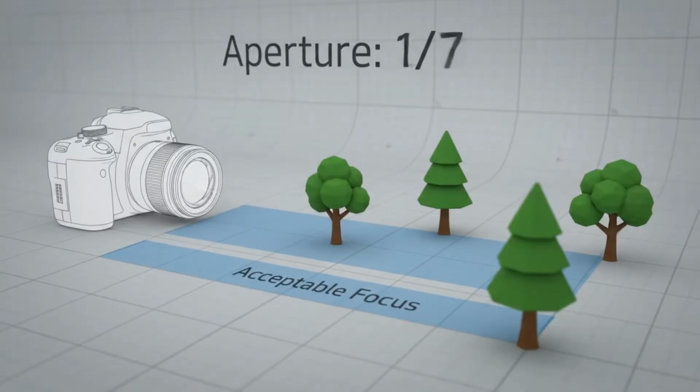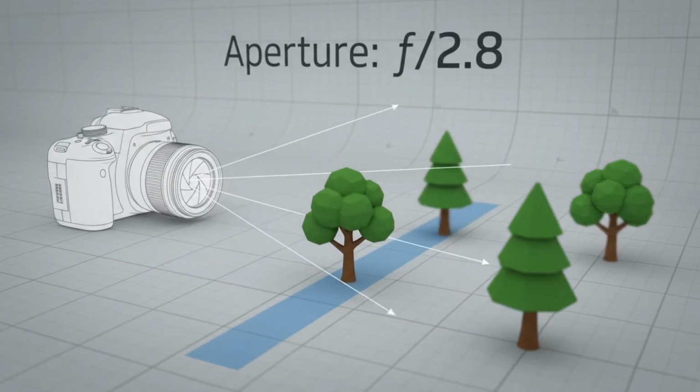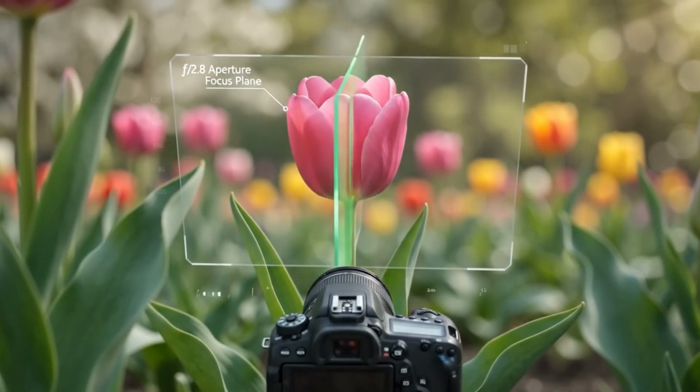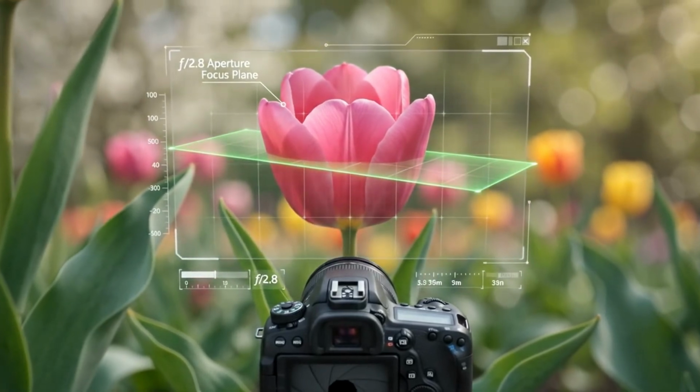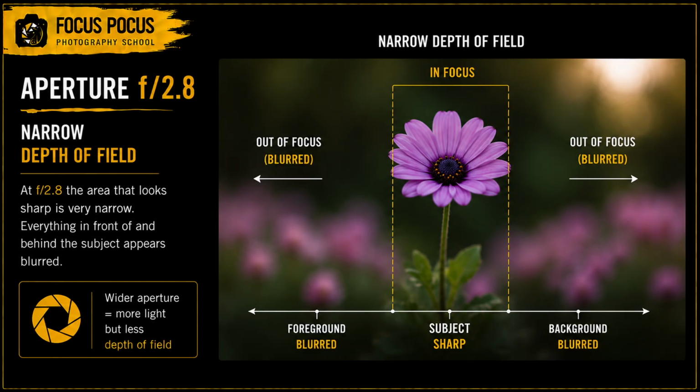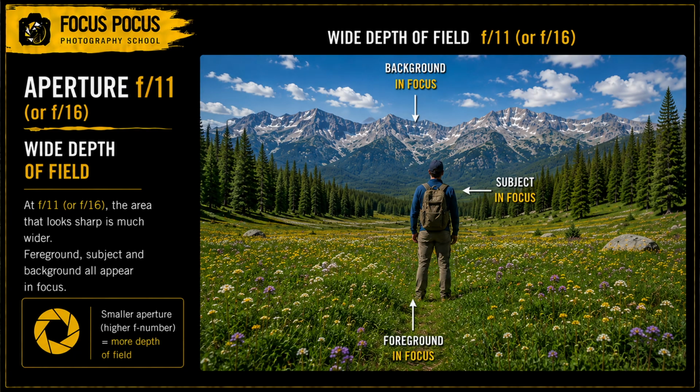If you open the aperture from f8 to f2.8, the depth of field becomes much shallower. That means the sharp zone around your focus point becomes thinner, and the background and the foreground become much more blurred. If you close the aperture down to f11 or f16, then that sharp zone becomes much deeper, allowing more of the scene to appear acceptably sharp. That's why portrait photographers often choose wide apertures, while landscape photographers often choose smaller apertures. Aperture is one of the easiest and most powerful ways to control depth of field.